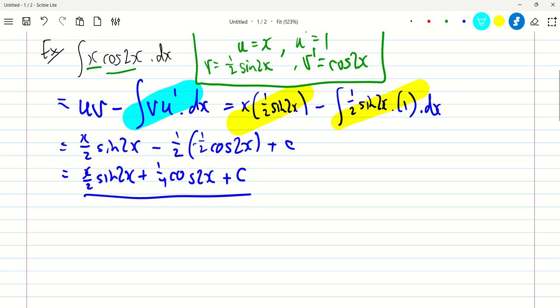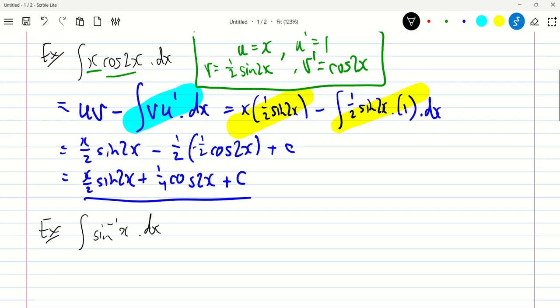Okay, I'm just going to do one more example for today because I just want to show you this. An integral of arc sine. Let's have a look at this. We haven't talked about the integral of this. We know the derivative of it, but we don't know the antiderivative of it. So let's have a think.